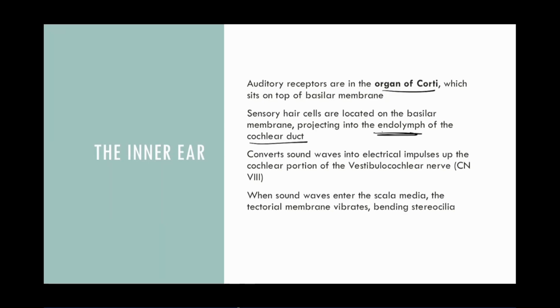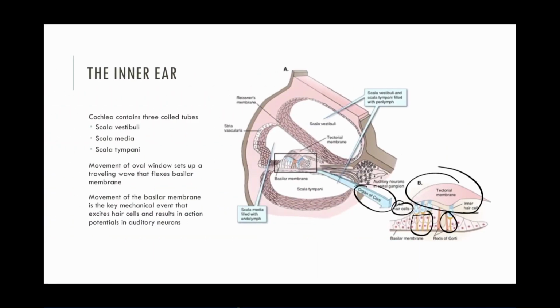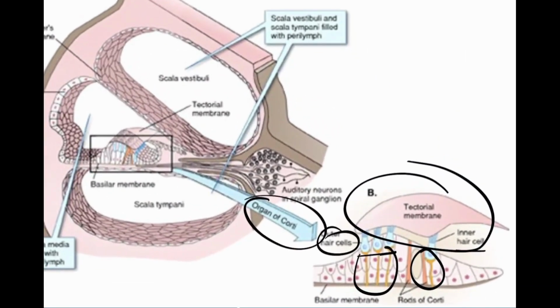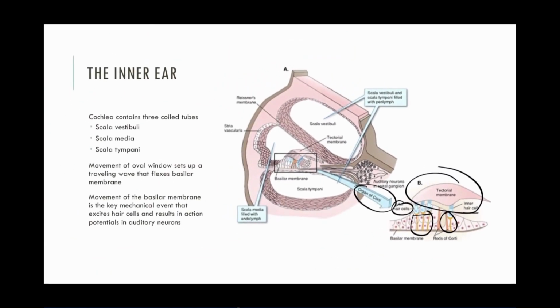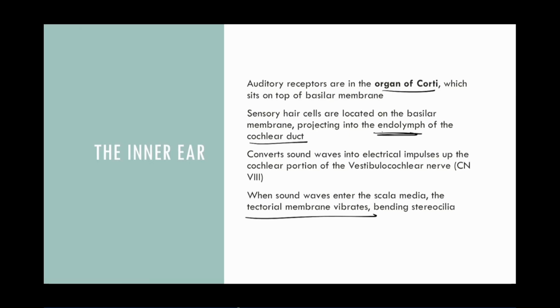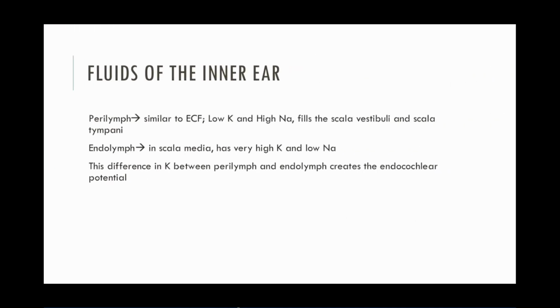So when sound waves enter the scala media, the tectorial membrane vibrates, which is what that part is right there. That tectorial membrane starts to vibrate, and it triggers those hair cells to start moving. And it bends what are called stereocilia. What are cilia? Little hairs. So we have little hairs. This is the outer hair cells and the inner hair cells. We call them stereocilia. Stereo sound allows us to hear.